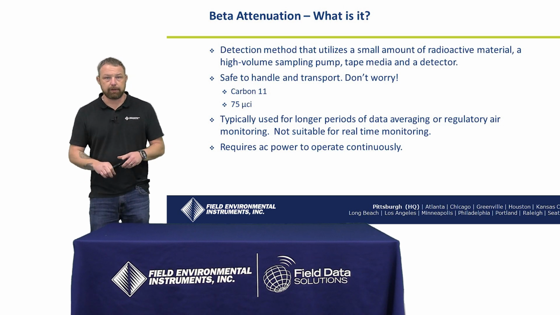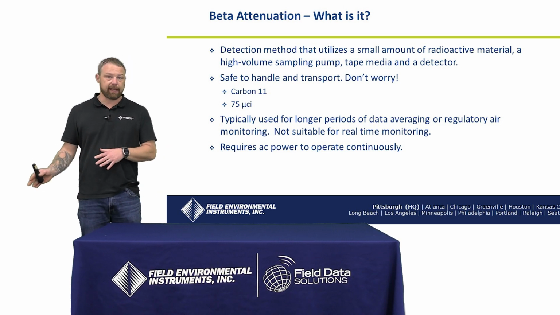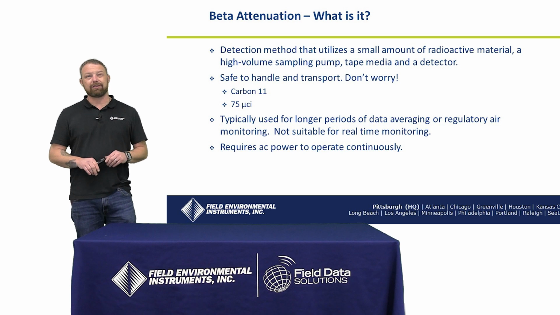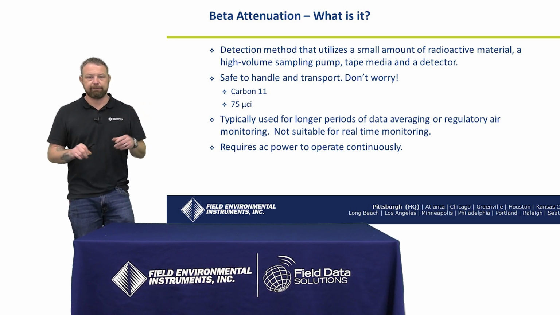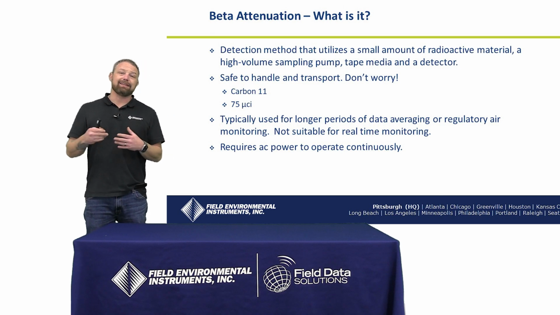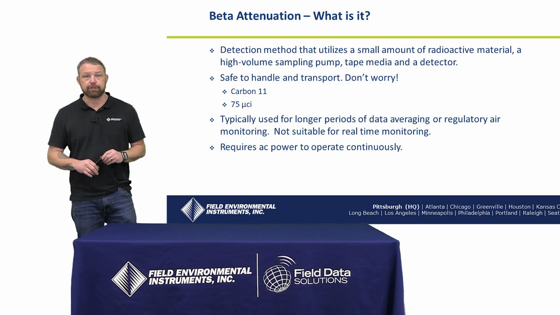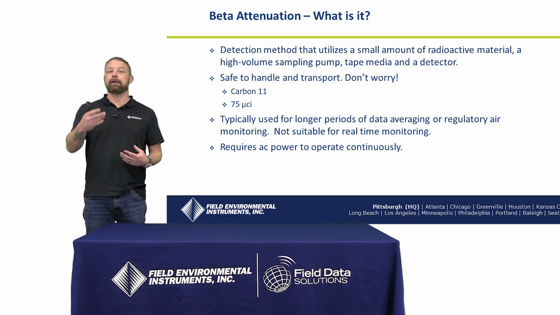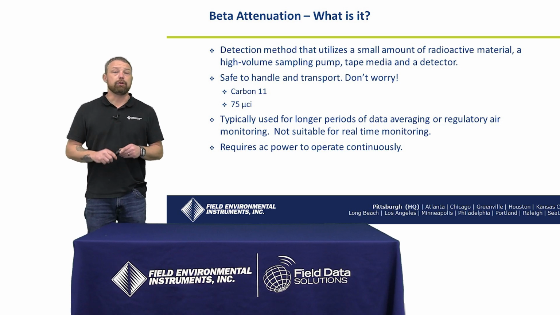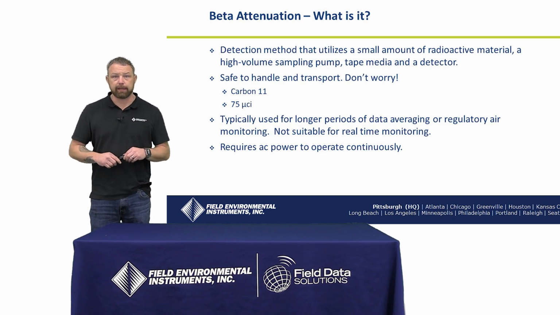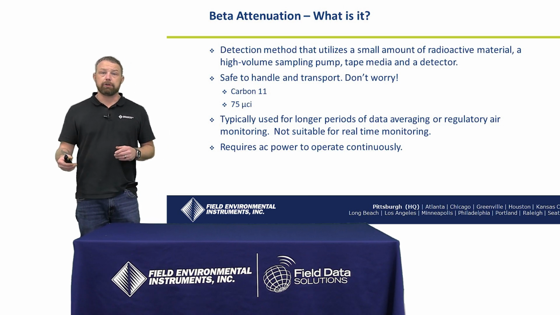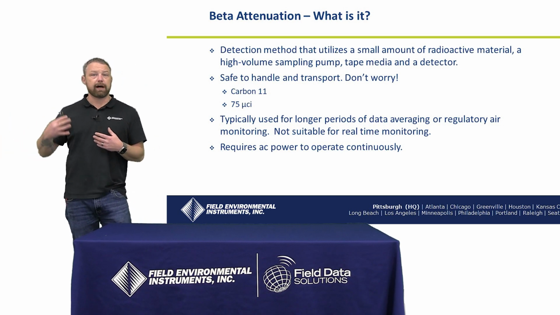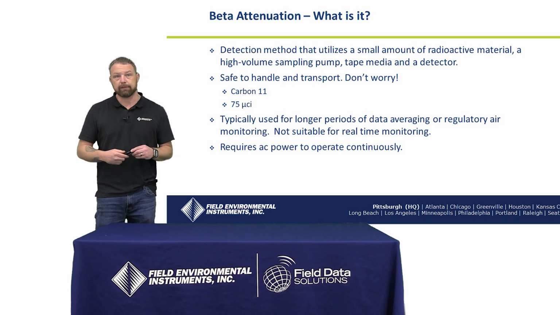Don't worry, even though it has radioactive material on board, it's still safe to handle and transport by way of normal carriers. It uses a carbon-11 source, and it's about 75 microcuries, which is very, very minimal. This unit is typically used for longer periods of data averaging or more regulatory type air monitoring. It is not suitable for real-time monitoring, and we'll talk a little bit more about that in a second. The unit also does require AC power to operate continuously. Because of the high volume pump, the unit is much more power hungry than its smaller siblings like the ES405, the E-sampler, and the ES642 we've already discussed.